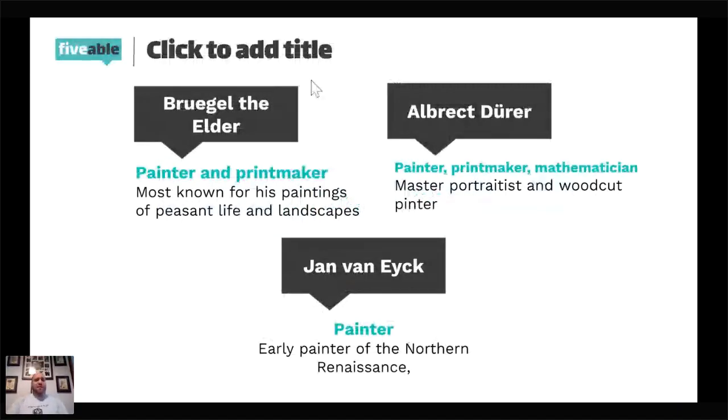So some of the masters here, that should have been titled, I apologize. We have Pieter Bruegel the Elder, Albrecht Dürer, and Jan van Eyck. Now, Pieter Bruegel the Elder is a painter and a printmaker. That's a big thing that's different from North and South. The North really focused on the use of the printing press here, printmaking, wood cutting.